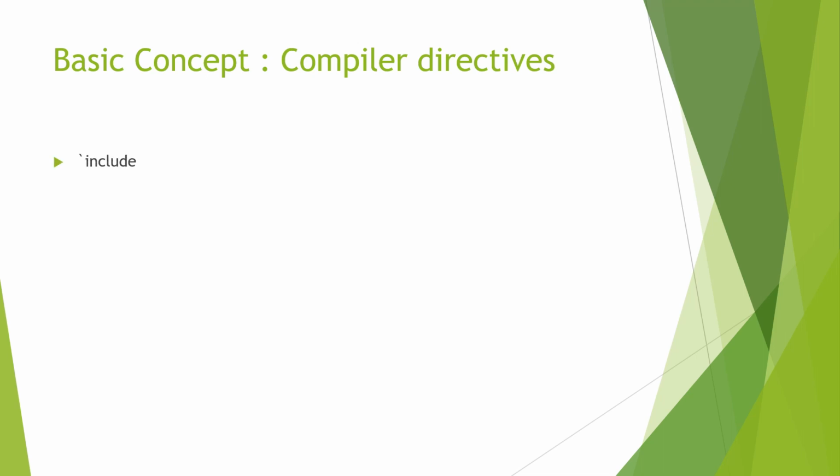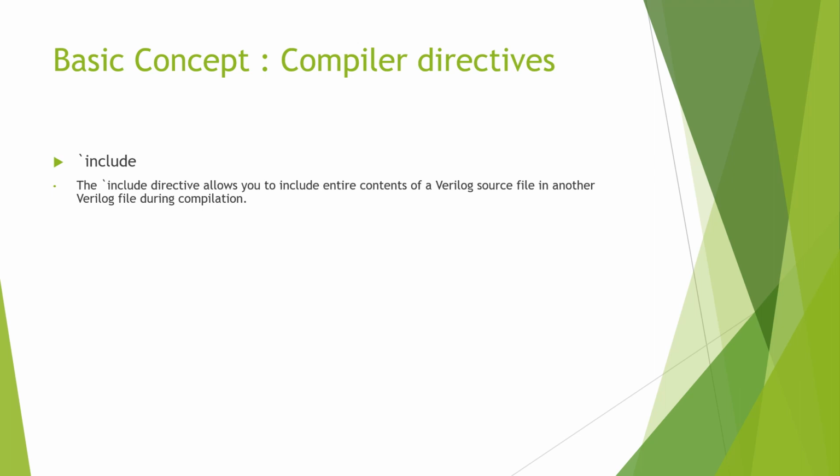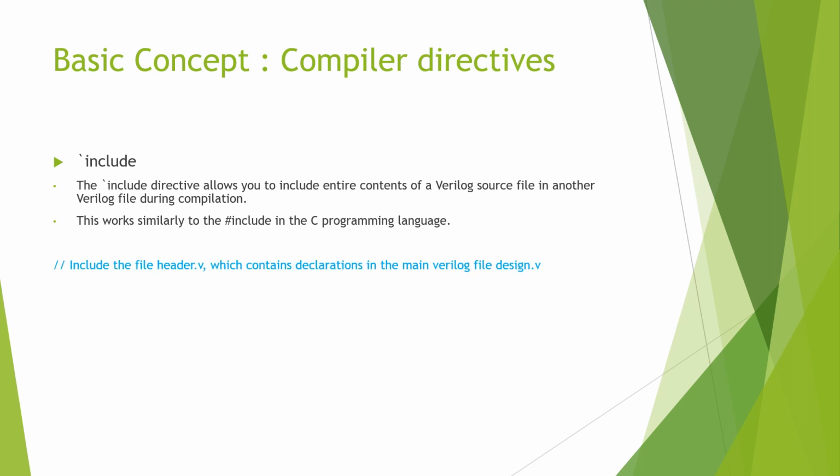Next compiler directive is tick include. Tick include will allow you to include entire content of a Verilog source file in another Verilog file during compilation. Tick include is similar to the hash include in the C programming language. Now let's see one example. Here we want to include header.v file into the design.v file. So for that we can use the syntax tick include header.v, which is the file name, inside the design.v file. So that's how we can include one file into another Verilog file by using tick include.